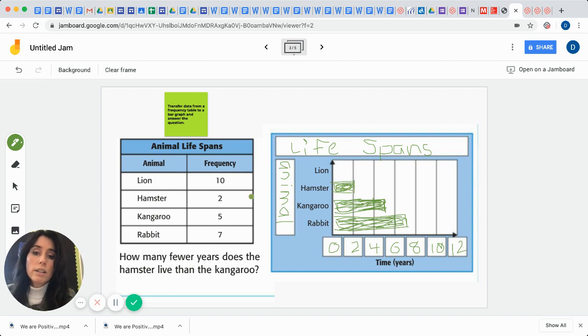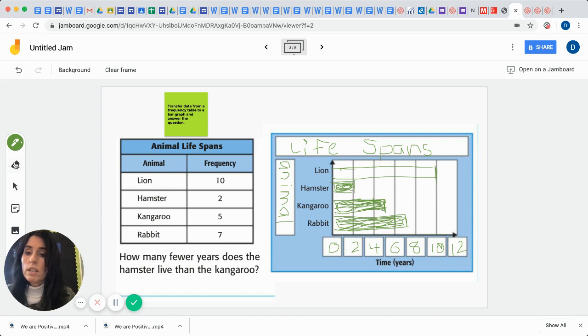And the last one is a lion, and it lives for how many years? Here it is, 10. So you can also come and touch it here and then just follow it up. I'm just kind of showing you different ways that you can mark these lines, whichever one's easiest for you. Again, there's not one right way. There's lots of right ways. So you choose what's best for you. Whatever makes sense to you is what you're going to want to choose.